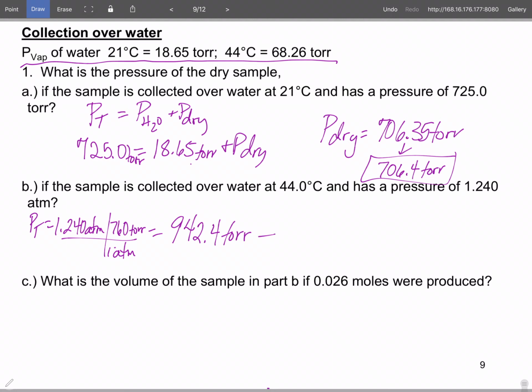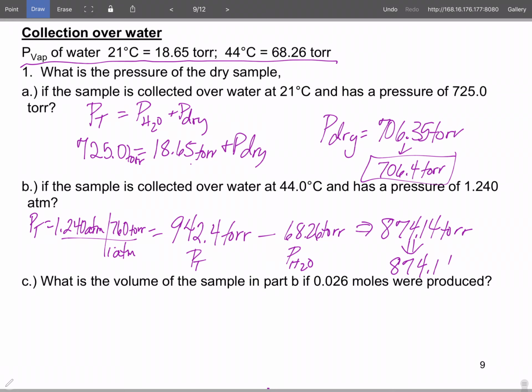And we're going to subtract, so this is the pressure total. We're going to subtract the water vapor at 44, that's 68.26 torr. And you'll end up with 874.14 torr. We've got one place after the decimal, so it'd be 874.1 torr using significant figures.